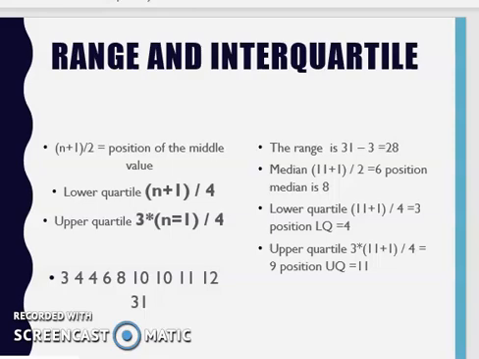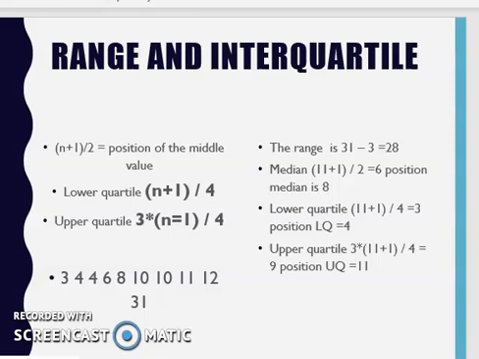The lower quartile has 25% of the data below it. N plus 1, then you divide all of that by 4. And the upper quartile has 25% of the data above it. 3 times N plus 1, then you divide it by 4.